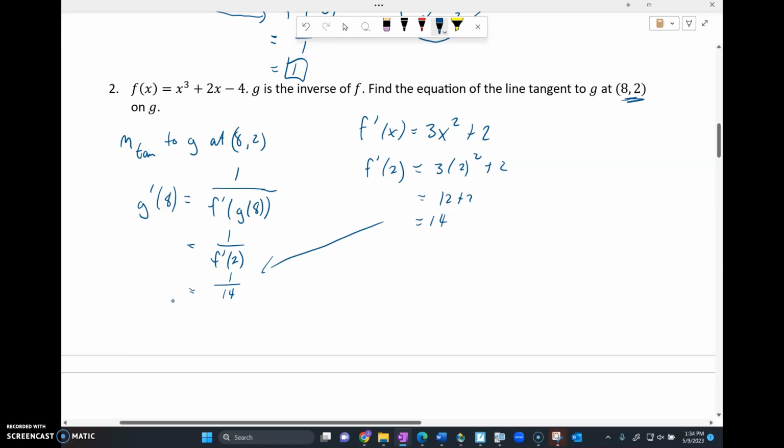Right? So that's going to be the slope of the tangent line to the curve g at the point 8, 2. But remember, we need the equation of the line, so we also need the coordinates. So point slope form would be the best because we have the slope, which we just found, and the point over here. So this would end up being y minus 2 equals 1 over 14. That's the slope. And then times x minus 8. And it's done.